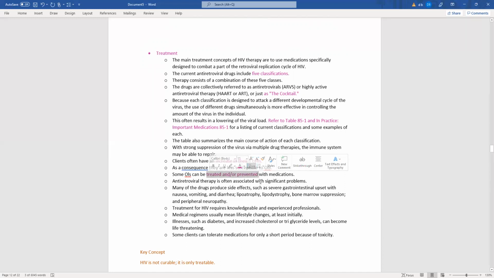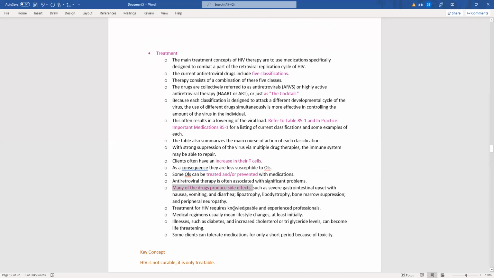Antiretroviral therapy is often associated with significant problems. Many of the drugs produce side effects, such as severe GI issues like GI upset, nausea, vomiting, diarrhea, lipotrophy, lipodystrophy, bone marrow suppression, and peripheral neuropathy.